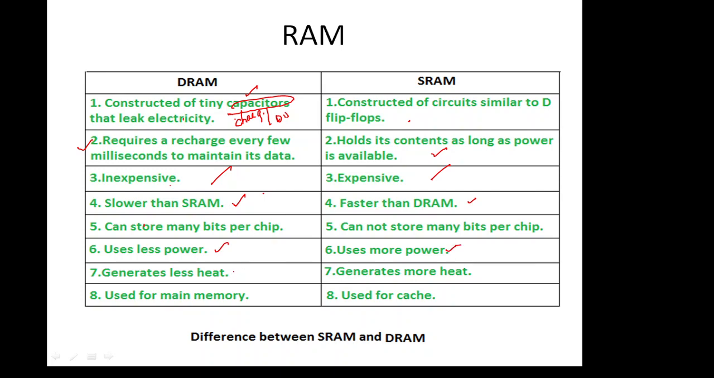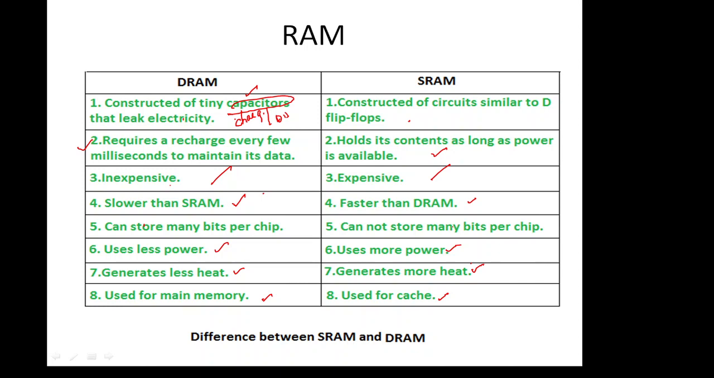When it comes to DRAM, it generates less heat. Static RAM generates more heat. DRAM is used for main memory, and SRAM is used for cache memory. So these are the differences that tell us about the different types of RAMs, that is, dynamic RAM and static RAM.